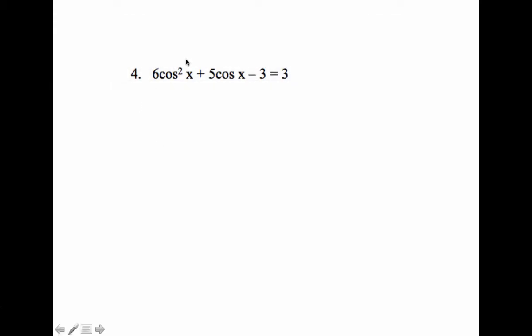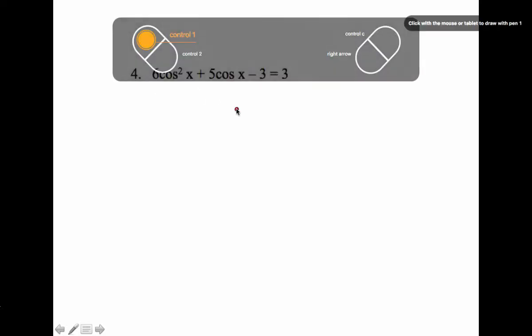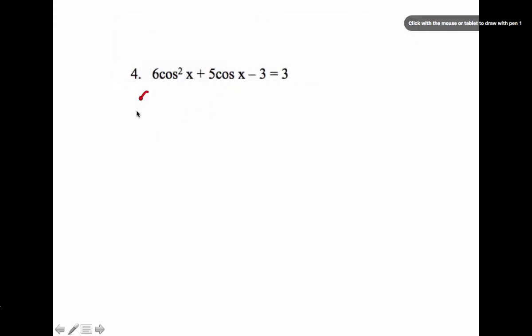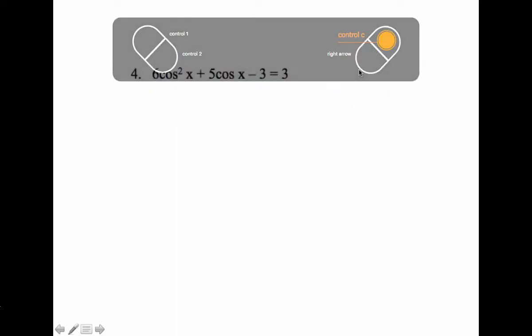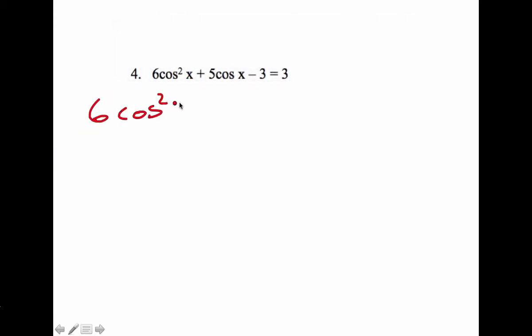Next one, I've got a cosine squared and I've got a cosine. Whenever you have a cosine squared and a cosine, you want to think about, can I factor? So the first thing I'm going to do is get this equal to 0. 6 cosine squared x plus 5 cosine x minus 9 equals 0. Whoa, that's not minus 9, that's minus 6, duh. Let me clear that out. So we've got 6 cosine squared x plus 5 cosine x minus 6 equals 0.